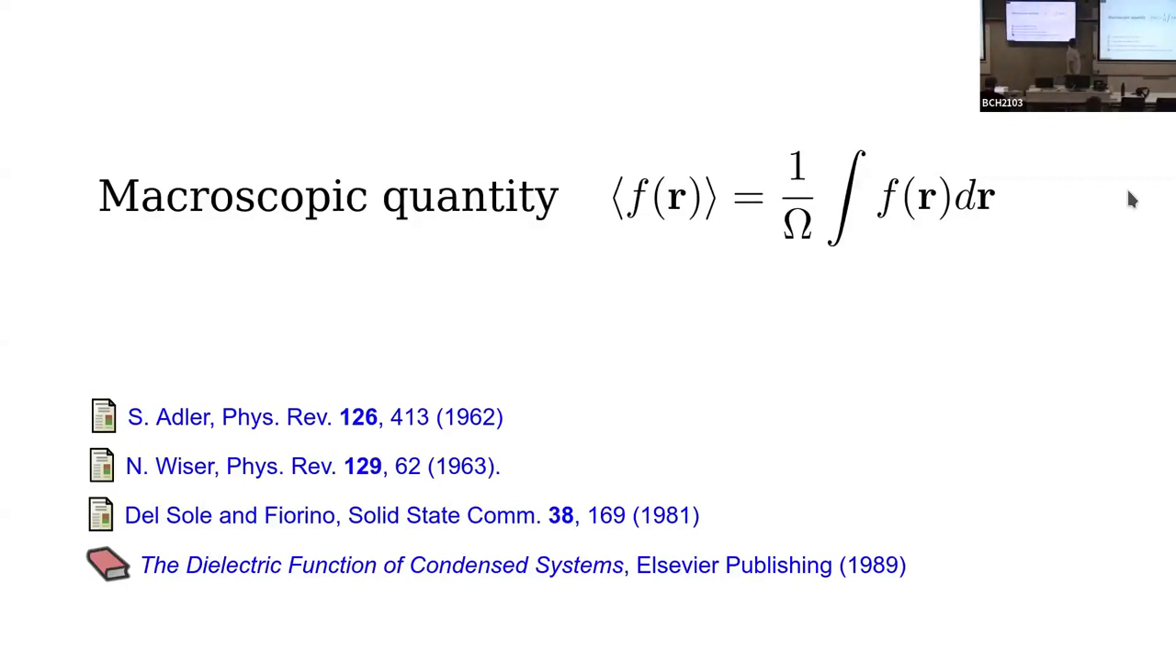Mostly these concepts were known since the work of Adler and Wiser. I found that they have been explained a little more explicitly in this article of Del Sole and Fiorino. And to use today's notation with a lot of details, there is this book, which is a collection of several long review articles. It's very well done. For this you can check.